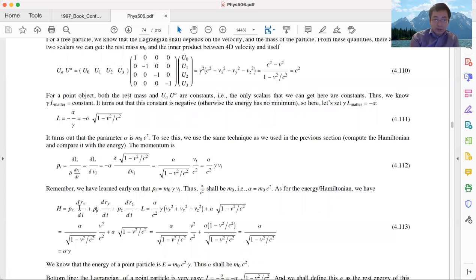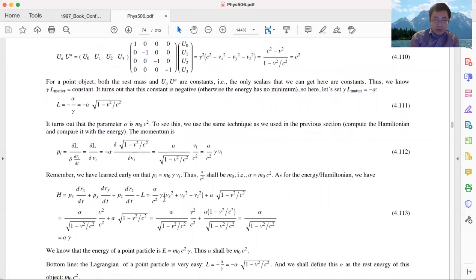For momentum, we already showed the definition here. We already know what momentum is, px, py, pz. I just plug in px, py, pz using this formula and multiply by vx, vy, vz, and this is what we get. So this is the first three terms. And for the last term, minus Lagrangian. The Lagrangian is minus alpha over gamma, so minus Lagrangian is just alpha over gamma. Alpha over gamma is just this term. So this is my Hamiltonian.